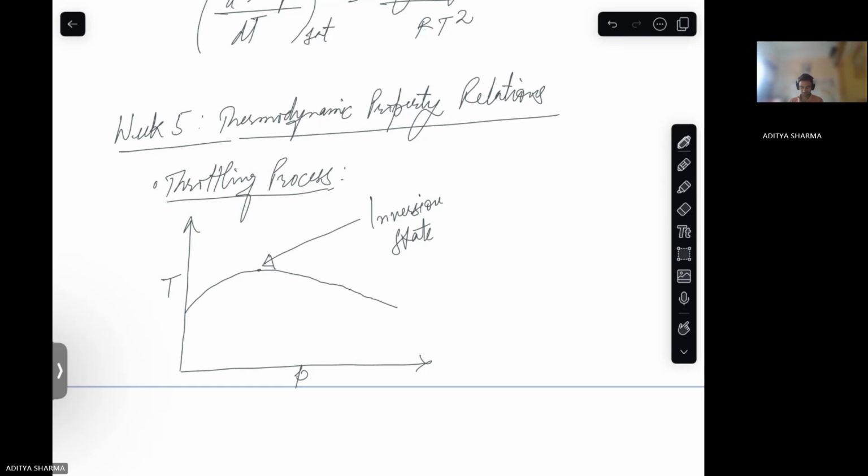Other than this, the point is that as we are throttling some fluid, first of all, in the first phase, its temperature will increase, right? But then a state will reach from where your temperature starts decreasing. So that state is your inversion state. And also this decrease in temperature, as I was discussing, can be used to liquefy the gases. So this second section can be used to liquefy the gases. So this is your graph for the throttling process.